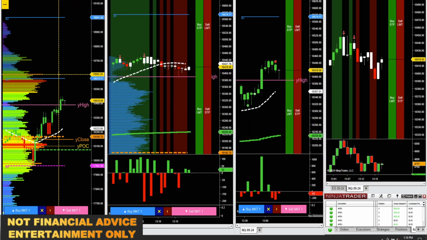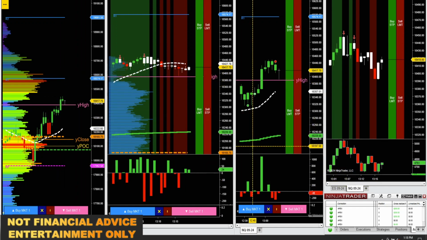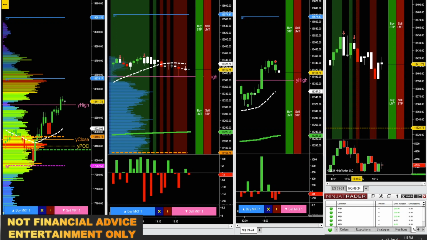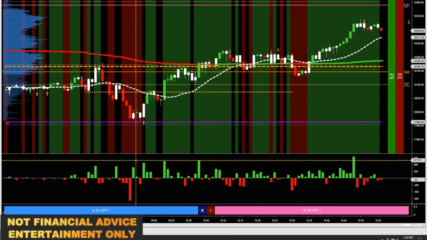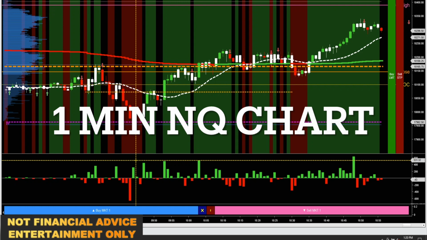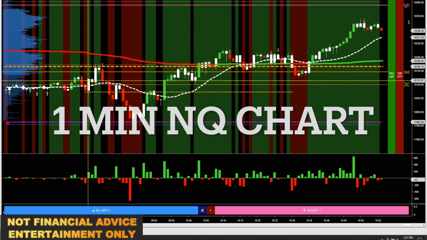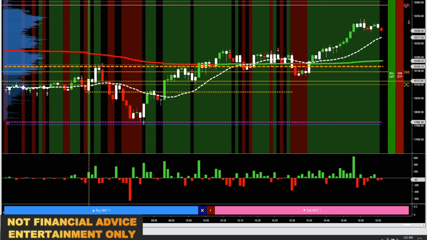Got a 15-minute chart, a 1-minute chart, a 5-minute chart, and I've got the MMT Delta Bars 100 period chart. So let's just go back to the New York Open. This right here is the first candle of the New York Open.